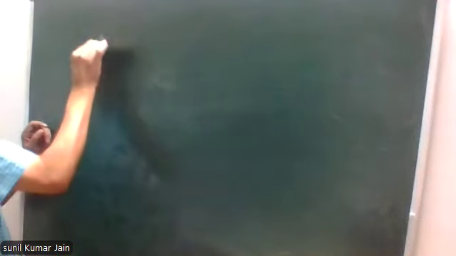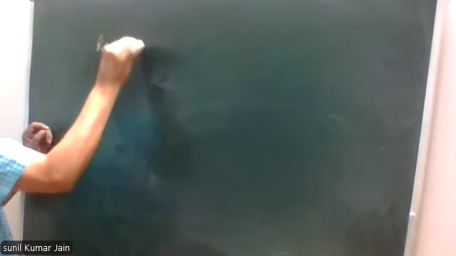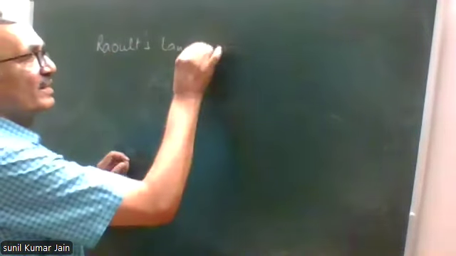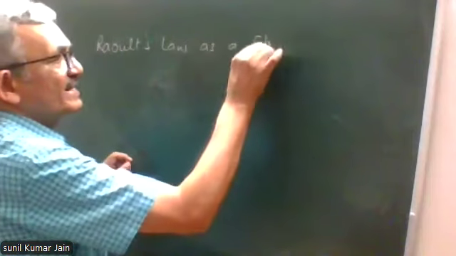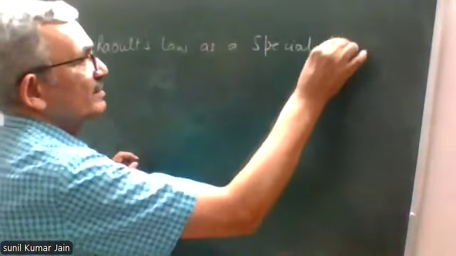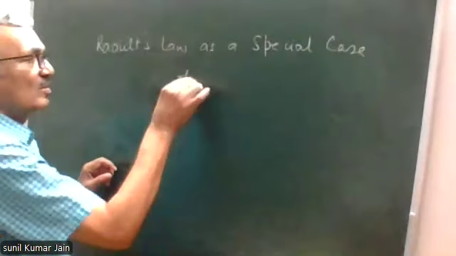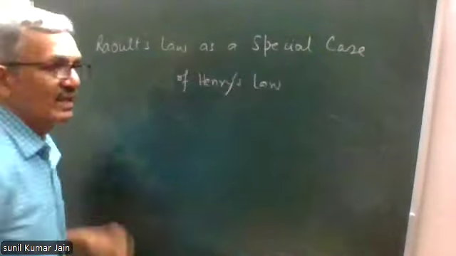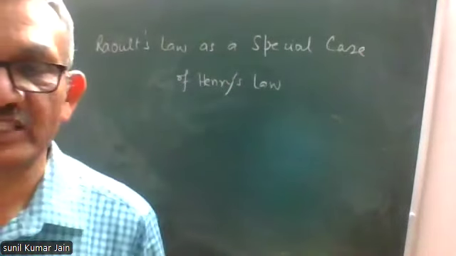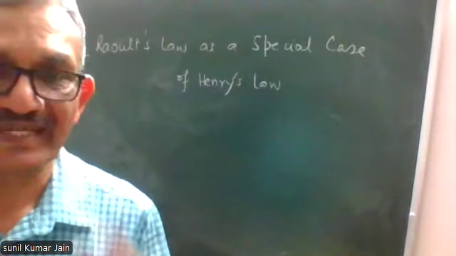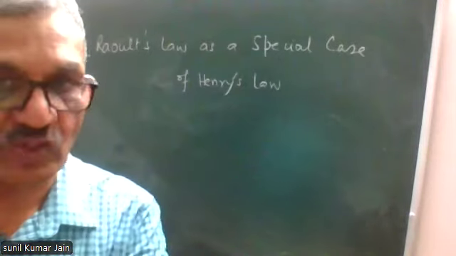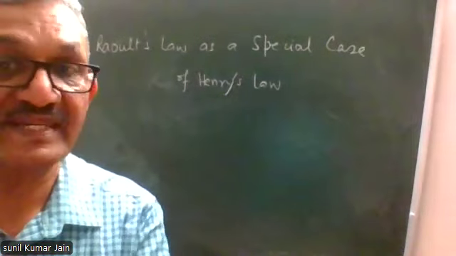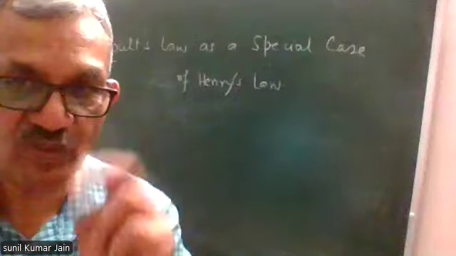Next topic is Raoult's law as a special case of Henry's law. It's a very small topic. It has always been there in the syllabus for the past 30 years, more than 30 years, but a question has never been asked on this. Very small topic.